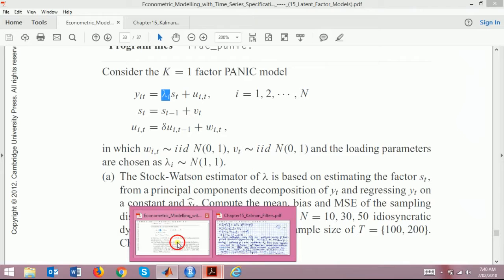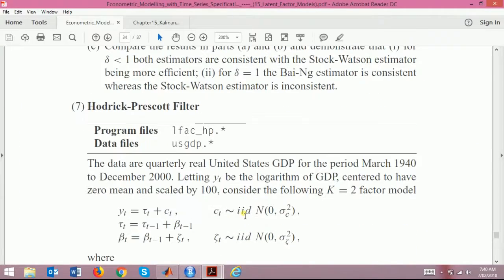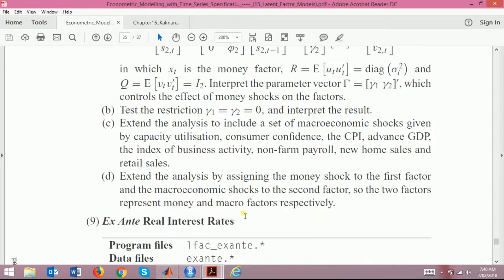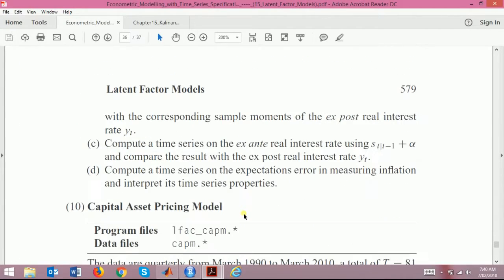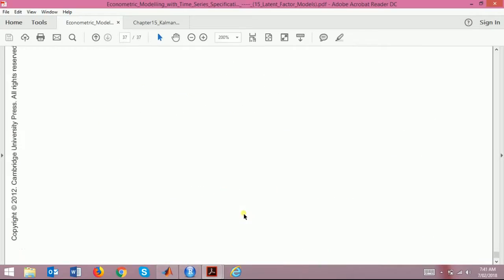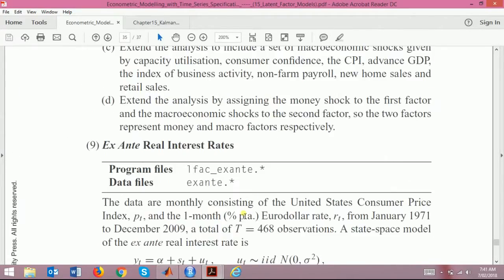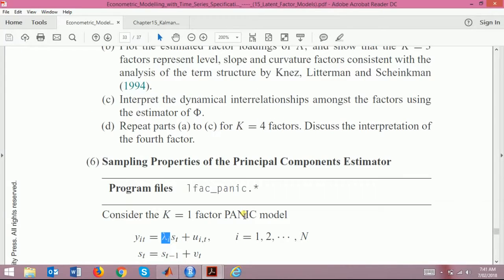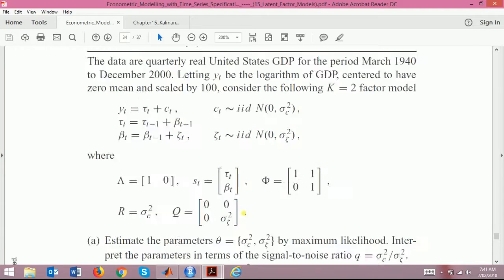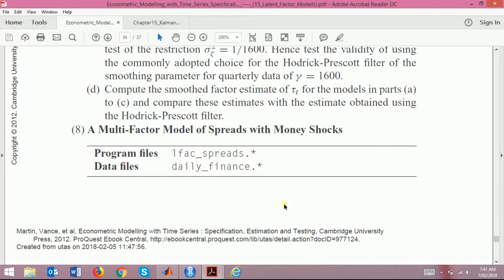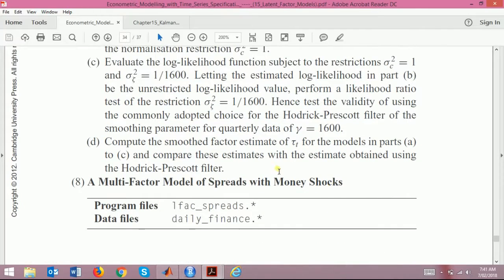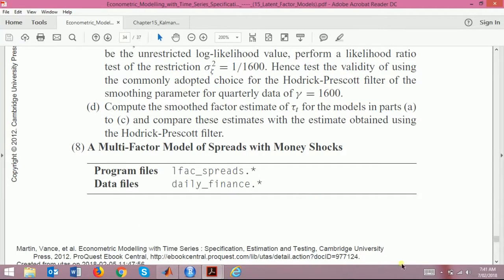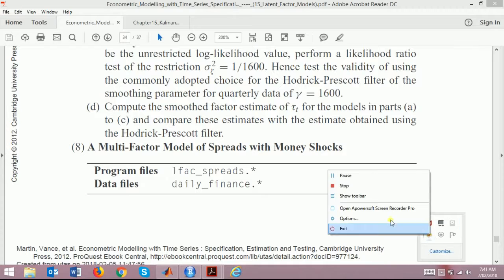Okay, what other problems do we have? Hodrick-Prescott is a different type of problem. Multi-factor models of spreads with money shocks, ex-ante real interest rate, capital asset pricing model, business cycle. Quite a few problems we have. We can go into talking about it, so sampling is done. Let's have a look at how the multi-factor model of spreads with money shocks works, because the Hodrick-Prescott filter is not very important for us. So this problem suggests again a sip of coffee.